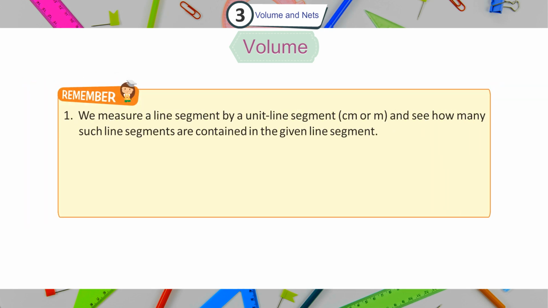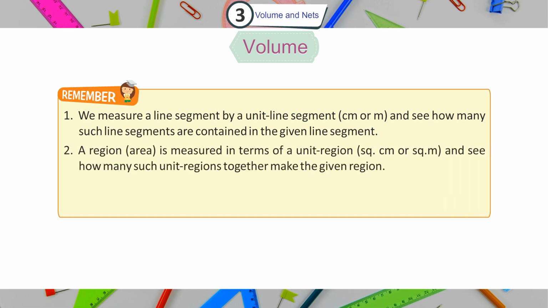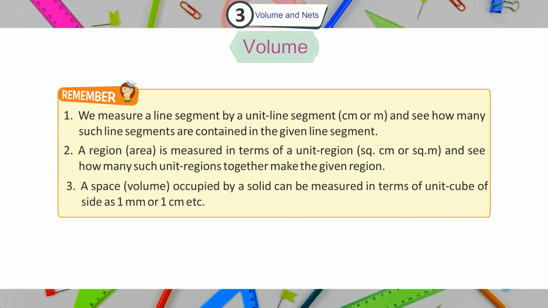Remember: 1. We measure a line segment by a unit line segment, centimeter or meter, and see how many such line segments are contained in the given line segment. 2. A region's area is measured in terms of a unit region, square centimeter or square meter, and we see how many such unit regions together make the given region. 3. The space or volume occupied by a solid can be measured in terms of a unit cube of side 1 millimeter or 1 centimeter, etc.